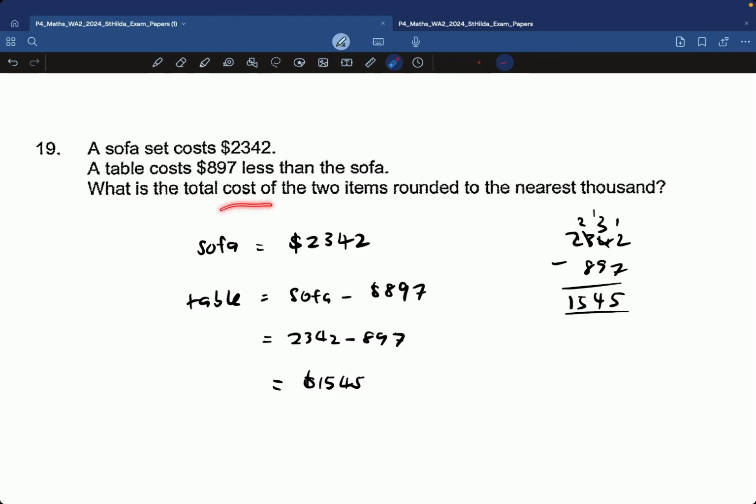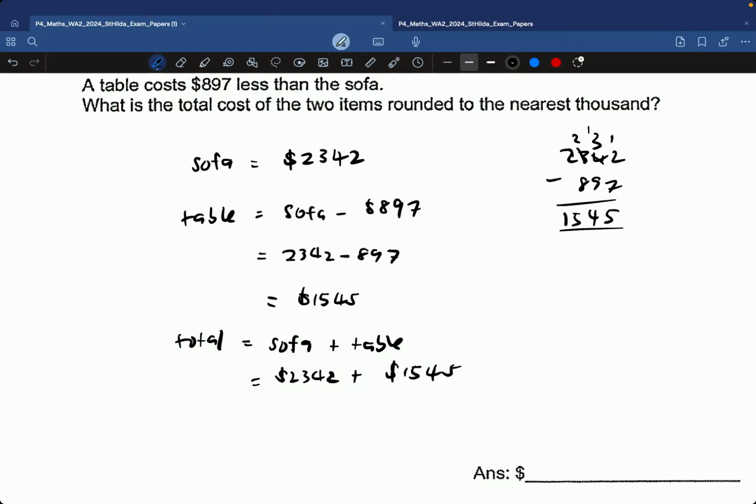Now it says here, what's the cost of the two items? Total cost. Total means sofa plus table. So sofa is 2,342 plus 1,545.